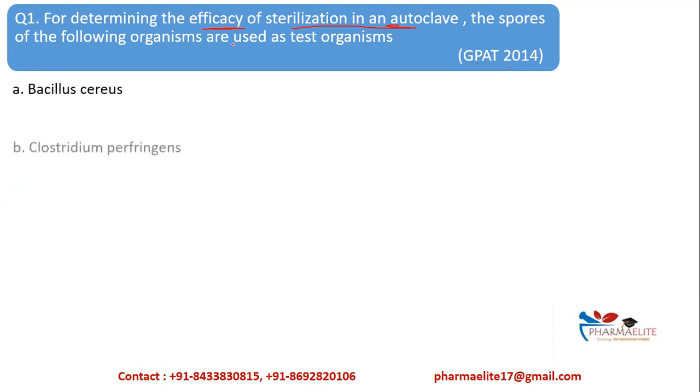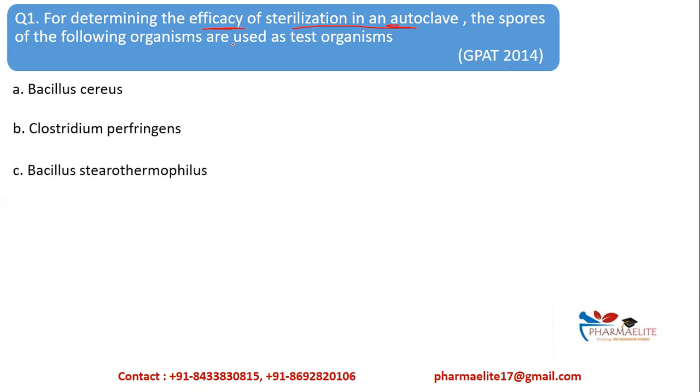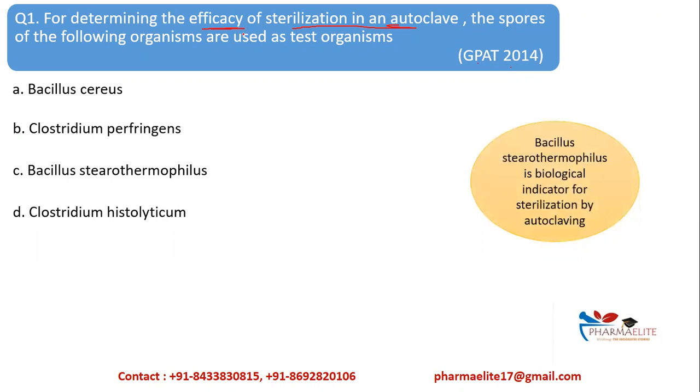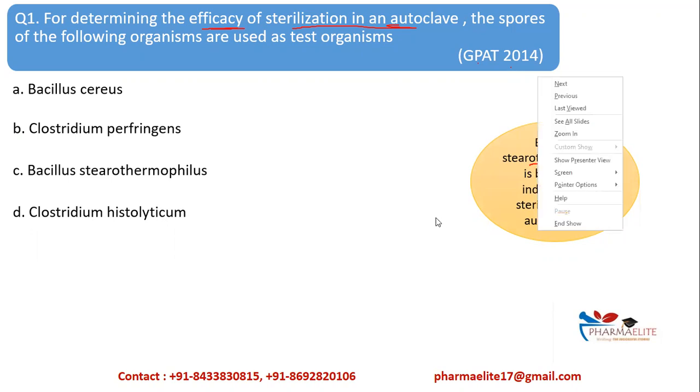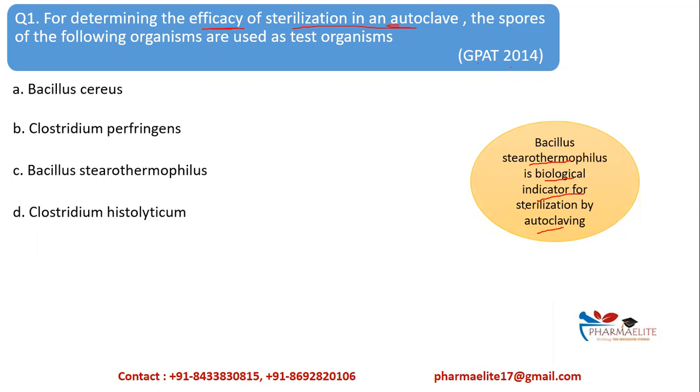Bacillus cereus, Clostridium perfringens, Bacillus stearothermophilus and next is Clostridium histolyticum. So ऐसे कौन सा ऑर्गेनिज्म है जो ऑटोक्लेव की एफिकेसी के बारे में हमें बताता है. So we know that very common fact about Bacillus stearothermophilus is a biological indicator for sterilization by autoclaving. So this is the one which will be used here to determine the efficacy by sterilization of autoclaving. So the correct answer in this case is Bacillus stearothermophilus.